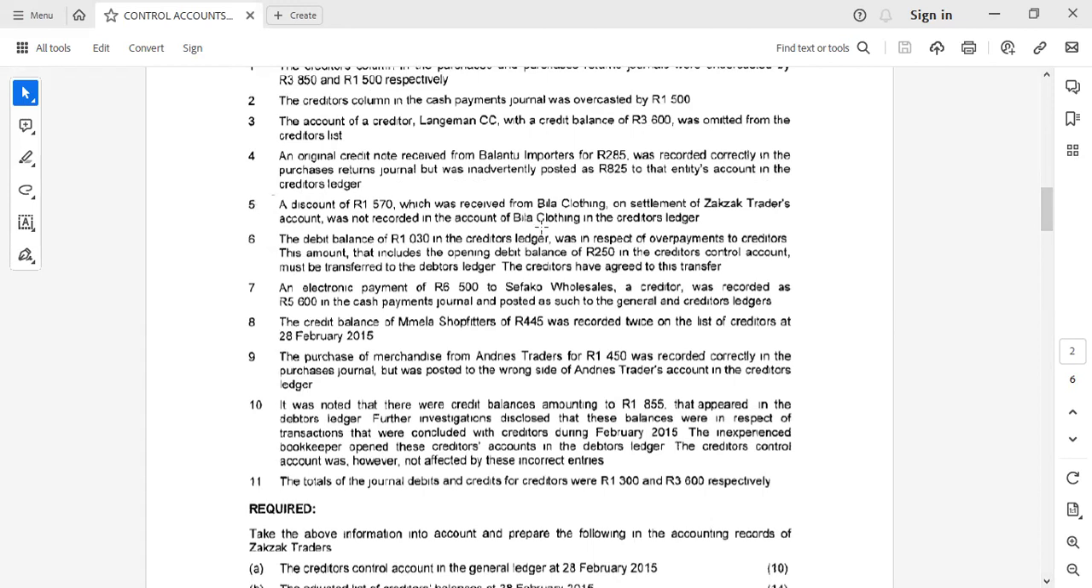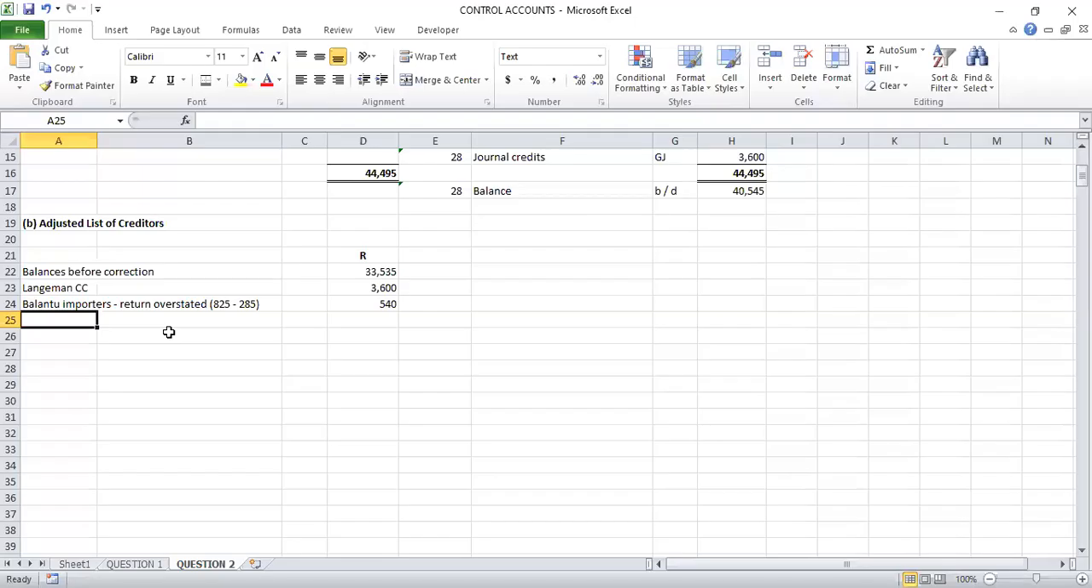Then number 5, a discount of 1570, which was received from Bila Clothing on settlement of Zag Traders account, was not recorded in the account of Bila Clothing. So we have to record that discount. And when a supplier gives you a discount, it will reduce the amount owed. So we have to subtract that discount because it will reduce the amount owed.